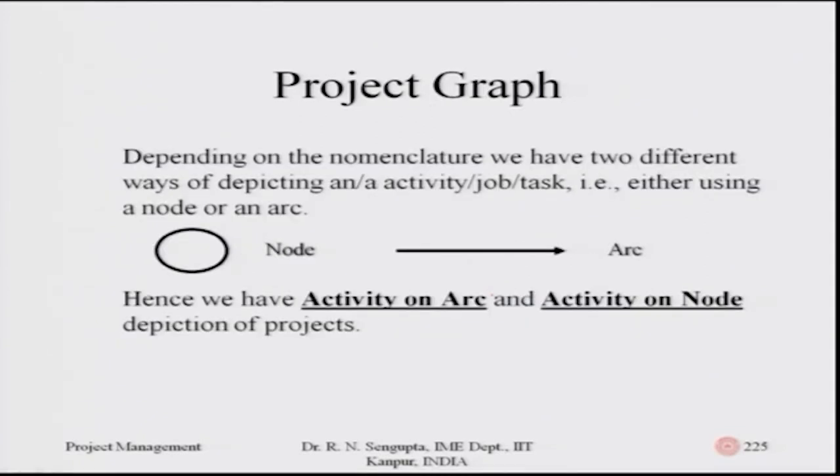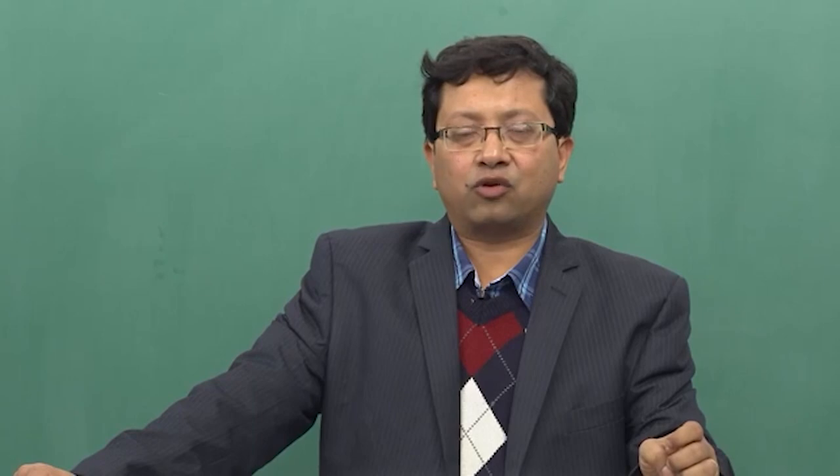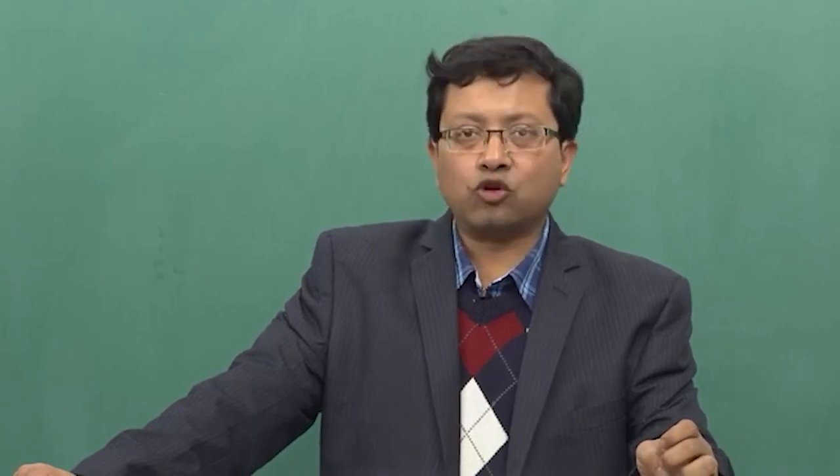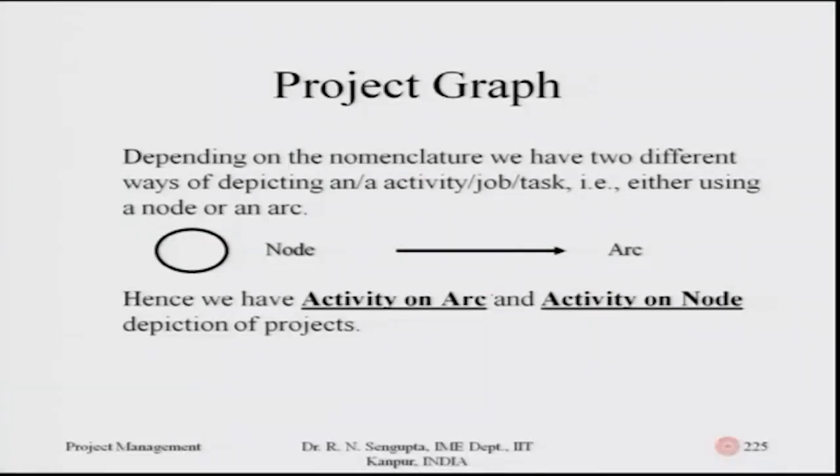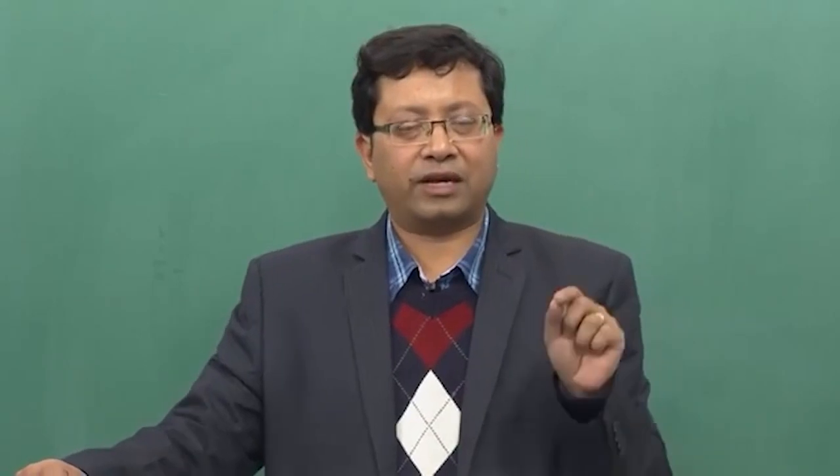Before we start drawing the diagram, I will give you the concept of activity on arc and activity on node. Depending on the nomenclature we use, we have two different ways of depicting them. One is using a node, which is the circular one, so the activities are given as the node, and the other is activities on the arc. If you refer back to the last slide, A was being denoted by 1, 2.